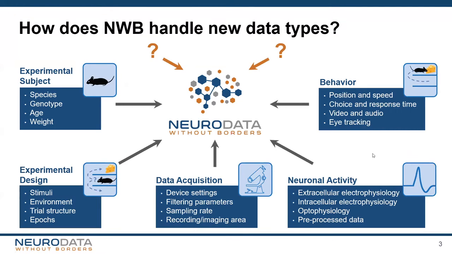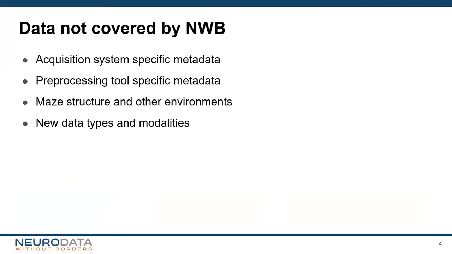But neurophysiology experiments are often complex, and they include data types outside of those covered by NWB. Neurophysiology is constantly evolving. We're developing new methods to record neuronal activity, record behavior. How do we evolve NWB to cover all of these new different data types? In addition, how do we design NWB to cover data that is specific to a particular acquisition system or pre-processing tool and so forth? For example, an experimenter might want to include metadata specific to their particular data acquisition system or pre-processing tool, or they want to encode the structure of a custom maze that they built or a custom stimuli that they used.